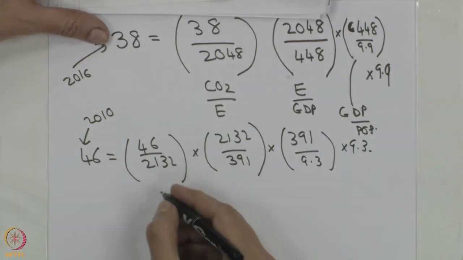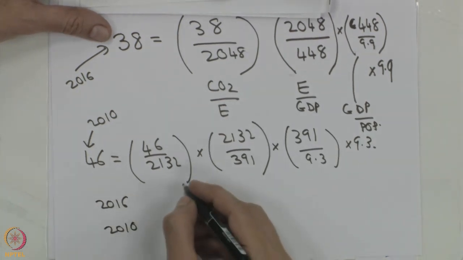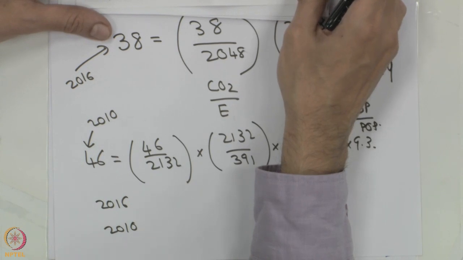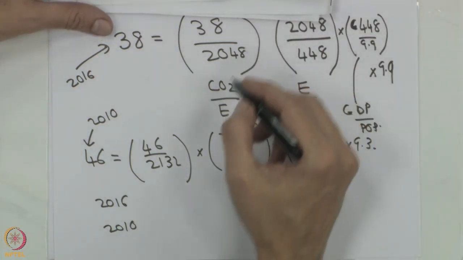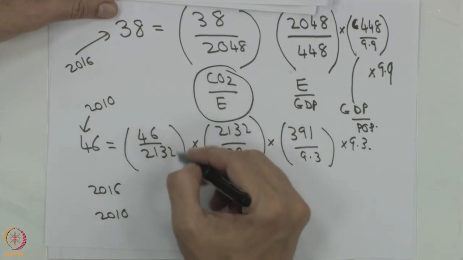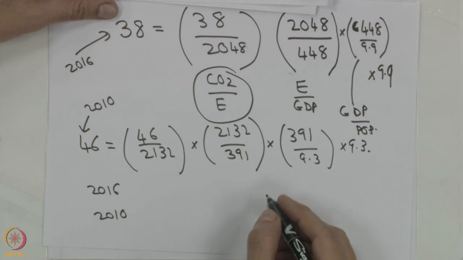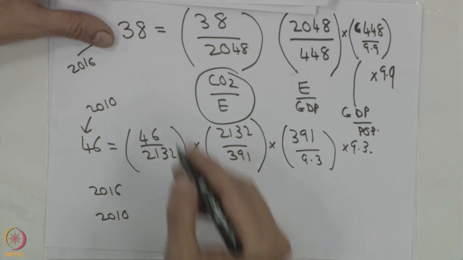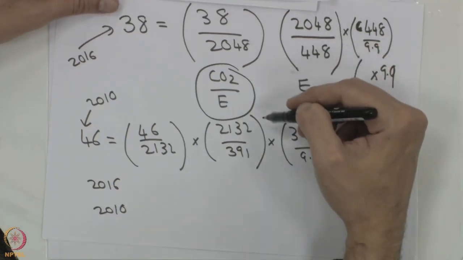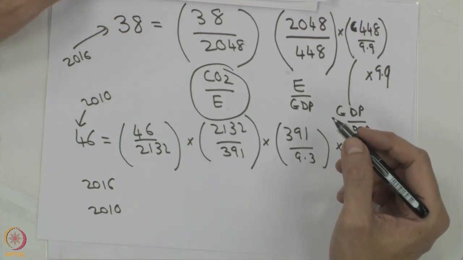So if you look at this first term, in 2016, 2010, this turns out to be the number in CO2 kgs. You see, what happens in this case is that we have a decrease in the carbon intensity. 38 by 2048 is less than 46 by 2132. The carbon intensity of energy decreases, this decreased by about 14%. There is an overall decrease in the CO2 emissions because the carbon intensity has decreased, as well as the energy intensity of the economy.